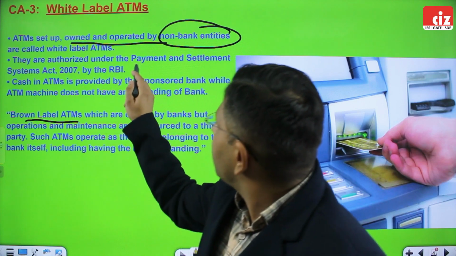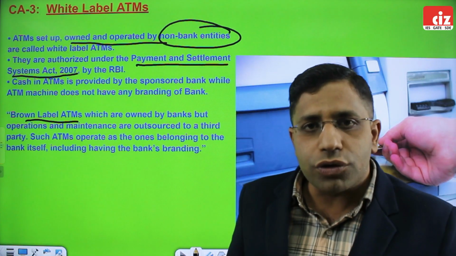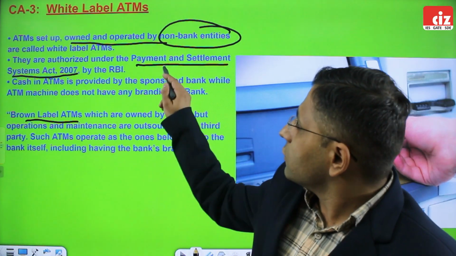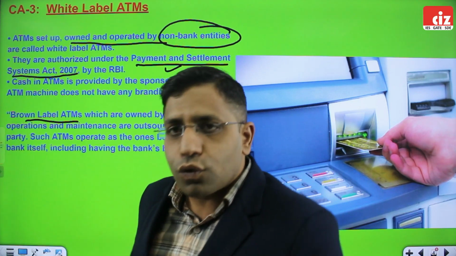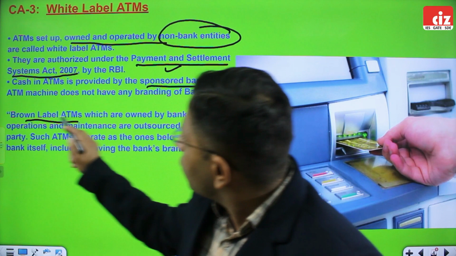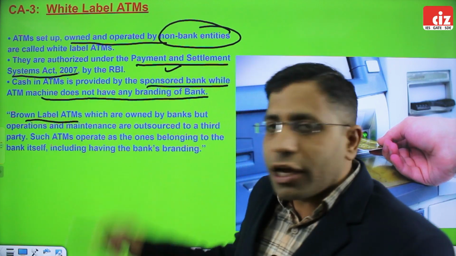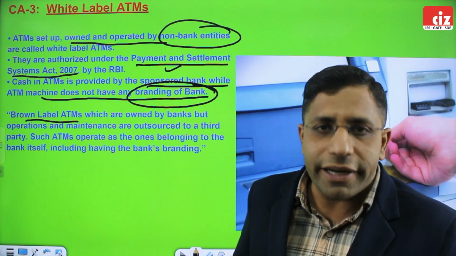They are authorized under the Payment and Settlement Systems Act of 2007, which was created by RBI only. Please learn this act as well as its year. That is Payment and Settlement Systems Act of 2007. The cash in ATMs is provided by the sponsored bank, while the ATM machine does not have any branding of a bank. See this, there is no branding of bank on the white label ATMs.